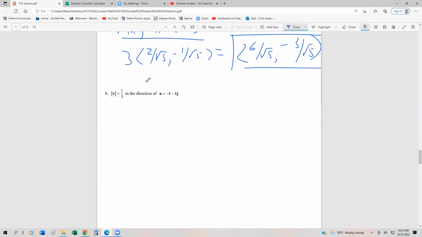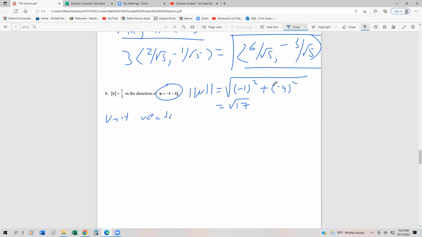If I wanted to shrink the vector, say make the magnitude a third in the direction of negative 1, negative 4, first I would find the magnitude of u. That's the square root of negative 1 squared plus negative 4 squared, which is the square root of 17. A unit vector in the same direction of u would be negative 1 over root 17 i minus 4 over root 17 j.